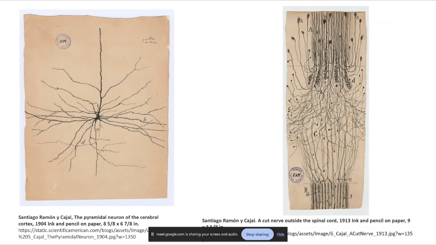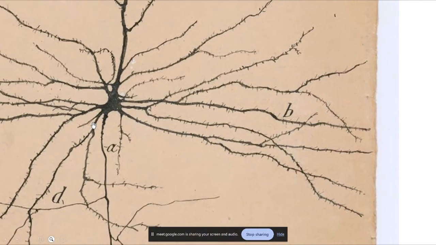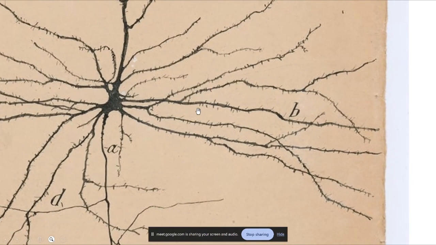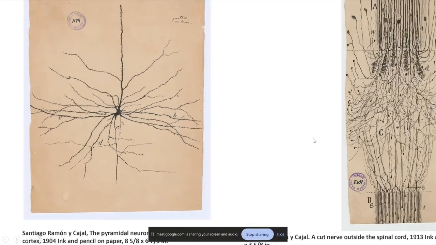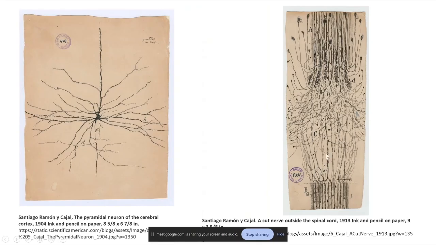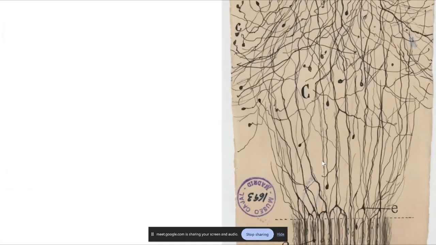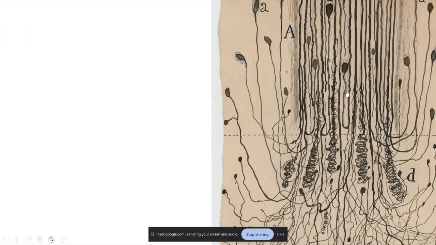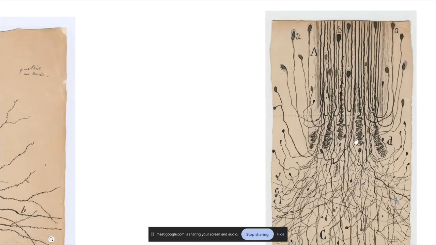So, yeah, and these are some of his other drawings. As you can see, he has drawn the pyramidal neuron of the cerebral cortex. And again, you can see the extent of detail that he has projected in these drawings. This one is the cut nerve outside the spinal cord. Again, drawings by Kahal, extremely intricate, extremely detailed.